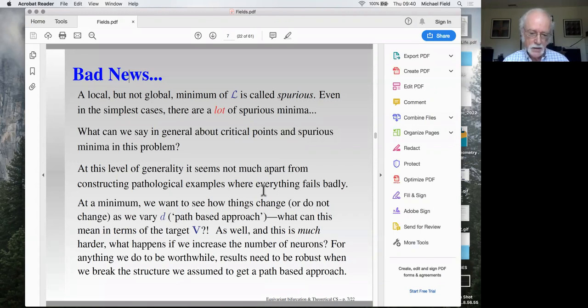So what I'm saying here is, supposing I can prove some results about what happens when you add neurons, the spectrum of the Hessians at spurious minima, I need to know that these results will persist when I break the assumptions I'm making that simplify the problem. And on that side, I can say they do. There's no problem with that here.